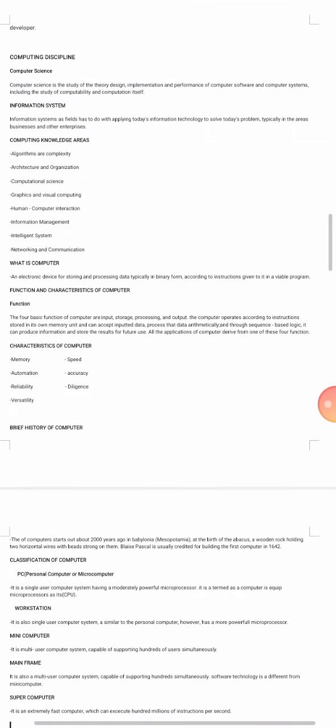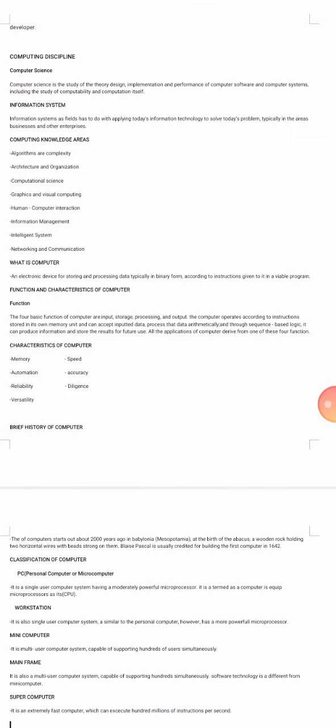Computing knowledge areas. Algorithms and complexity, architecture and organization, computational science, graphics and visual computing, human-computer interaction, information management, intelligent systems, networking and communication.